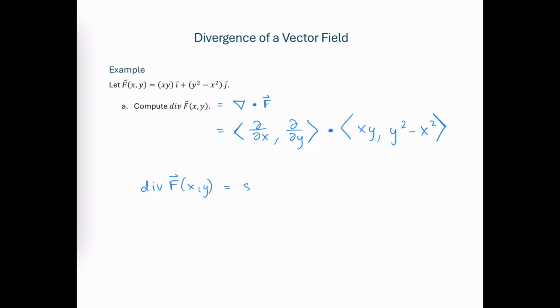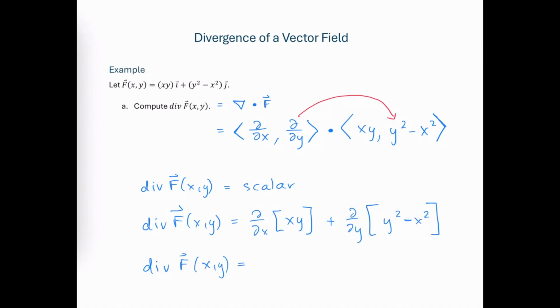When we dot these two together, we're going to get a scalar function that depends on the xy ordered pair that we plug into it, and we're looking at the partial with respect to x of the first component of my vector field function. So this is the partial with respect to x of xy, and then to that we're going to add taking the partial with respect to y of the second component.